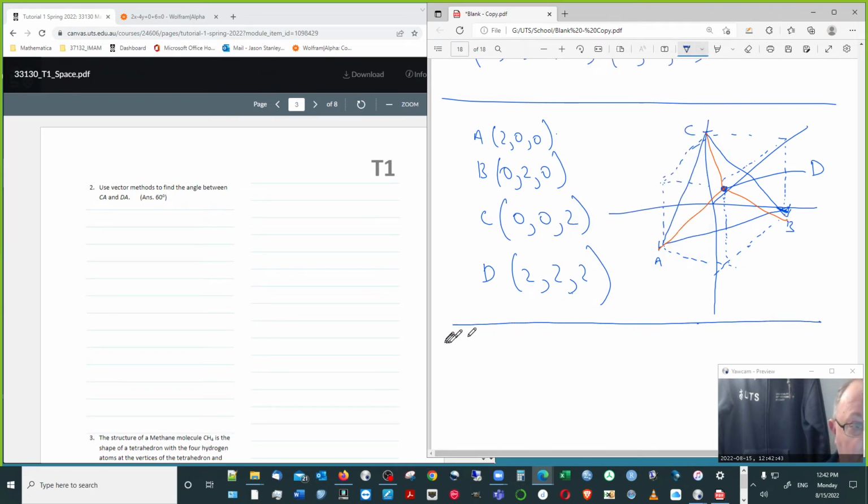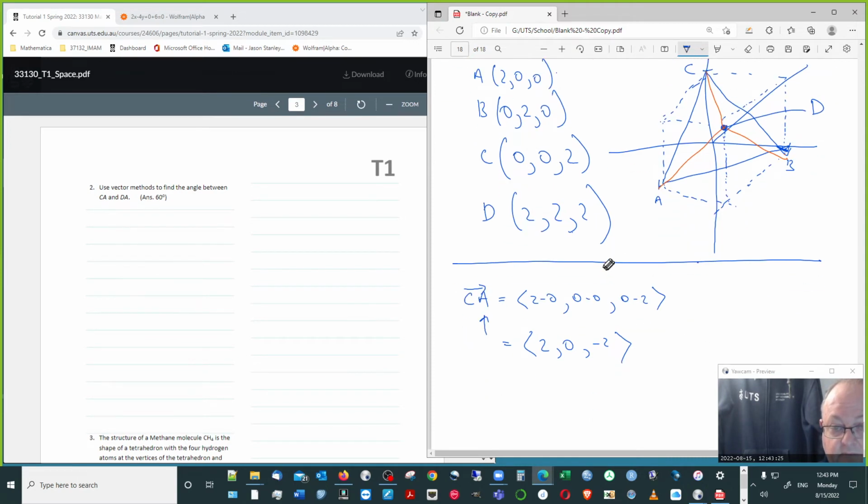Okay, so the question's saying find the angle between CA and DA. So this is where you need your point-to-point building skills. CA is a vector that we need to establish, and we're going to go to the second one, and we're going to put 2 minus 0, and then 0 minus 0, and 0 minus 2, and so for all of that we'll get 2, 0, negative 2. Are we happy with that? That's our point-to-point vector for that one.